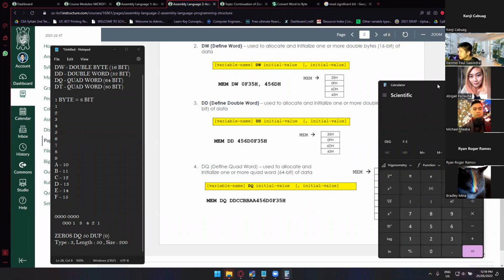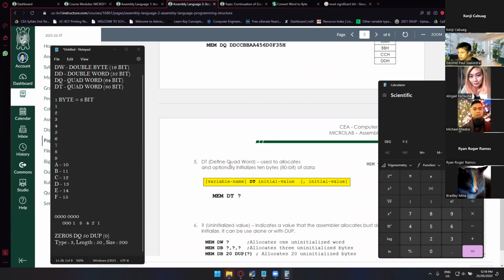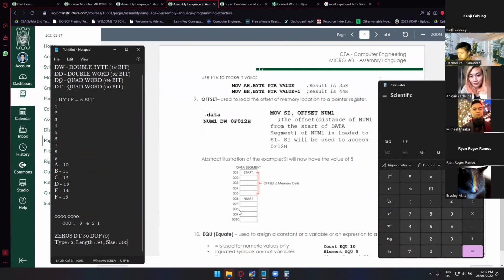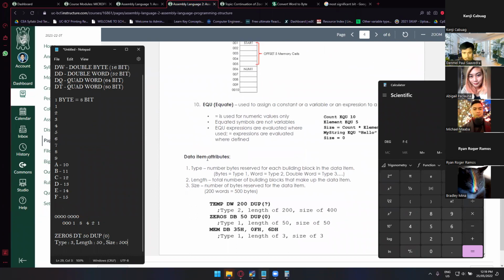While the quad word is, of course, 8 bytes now. So if it's DQ, then 50 times 8 is 400. If it's DT, wherein we have 80 bits, so 80 divided by 8 is 10. So it would be times 10 now. So if it's DT, then this would be 500. Okay. So are you guys getting now the idea of this item attributes?